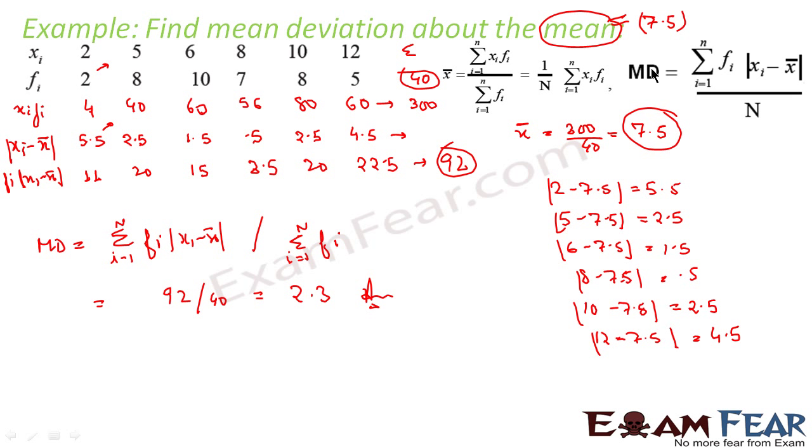Logically, both the formulas are almost the same. This is fi into xi, this is fi into xi minus mean. In both cases we are finding the mean; here we find the mean and then the deviation from the mean. To find the mean we say fi xi. To find the mean deviation about the mean we say fi into mod of xi minus mean. We added it and we got the answer.